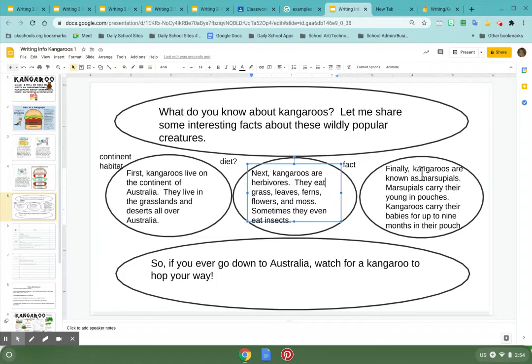Really good. Finally, kangaroos are known as marsupials. Marsupials carry their young in pouches. Kangaroos carry their babies for up to 9 months in their pouch. Isn't that amazing? So, if you ever go down to Australia, watch for a kangaroo to hop your way. All right, so that would be my paragraph, and then I would be ready to rewrite it.